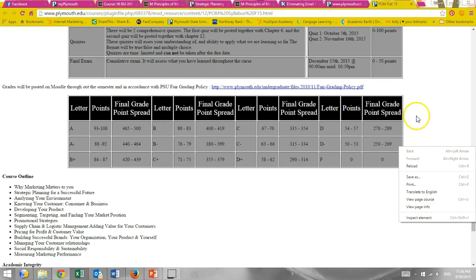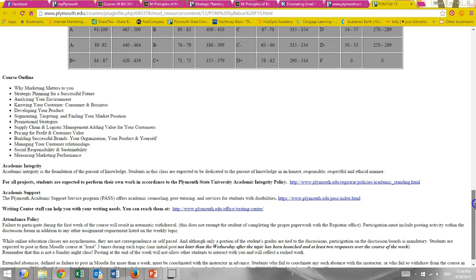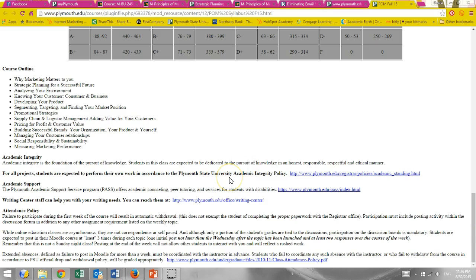Right here is the spread of your grades. We accumulate up to 500 points in the class, so this is how the grades are spread. This is the outline of the course, which you're going to see also in Moodle. And then we have all the policies that the university follows, and my class will follow as well. Your academic integrity, make sure you read it here on our website. Academic support, if you ever need it, you should be aware of it.